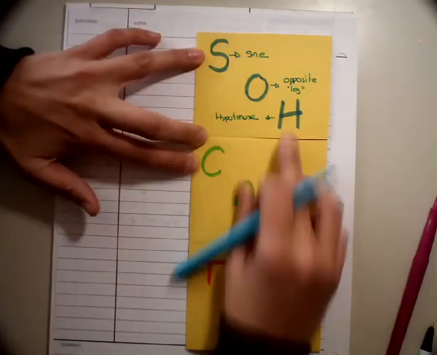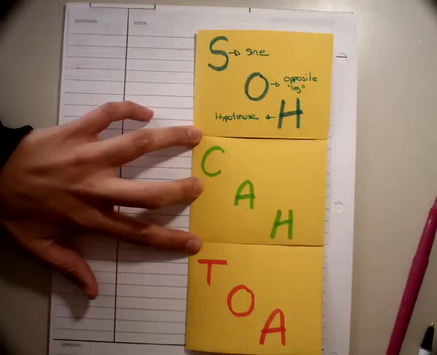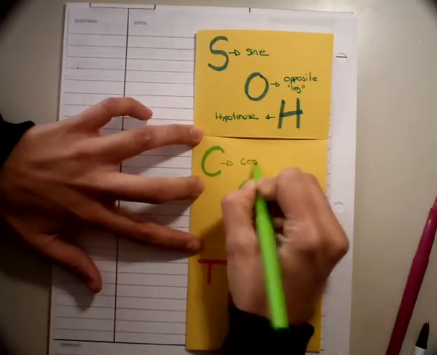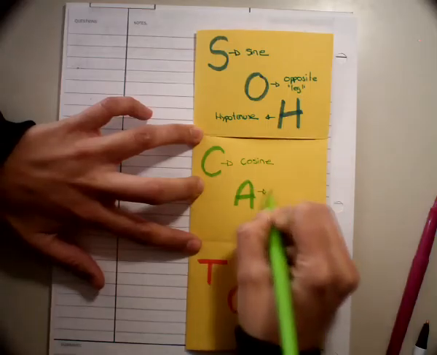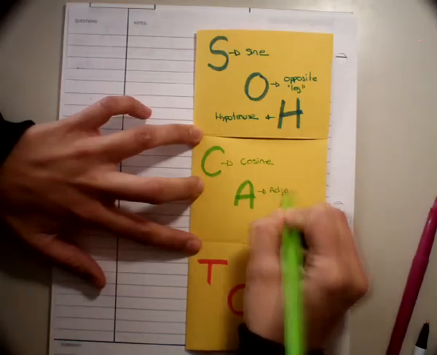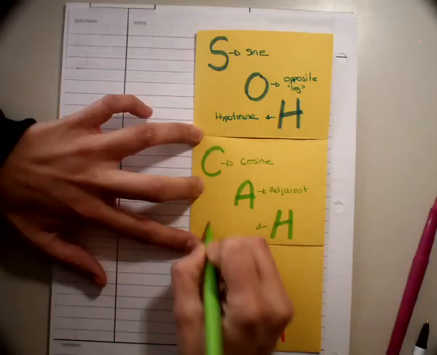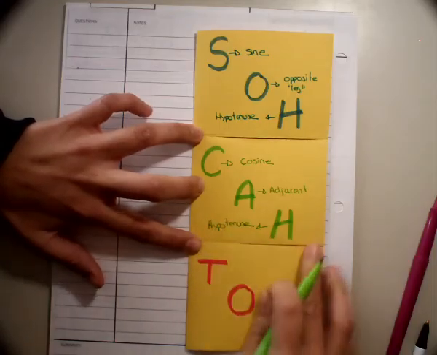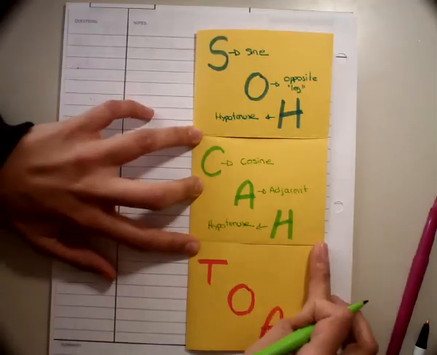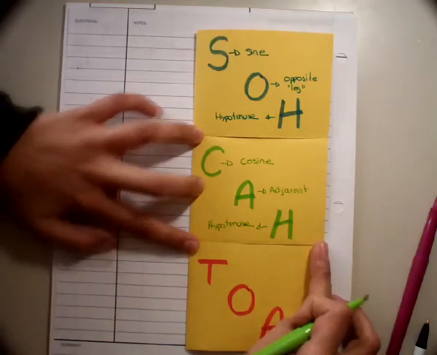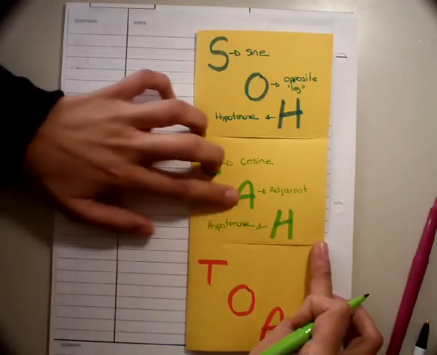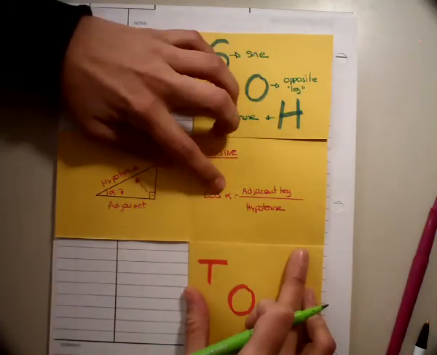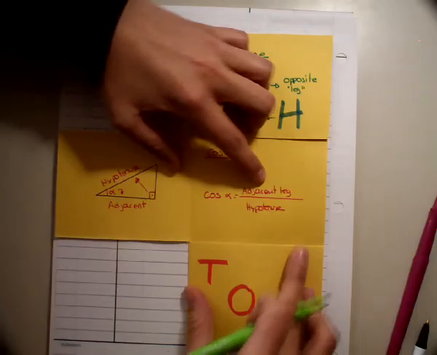Then, CAH. The C comes from cosine, A from adjacent, and H from hypotenuse. Again, CAH stands for the formula of the cosine. Cosine is equal to adjacent over hypotenuse. You can check it in here. Cosine is equal to adjacent leg over hypotenuse.